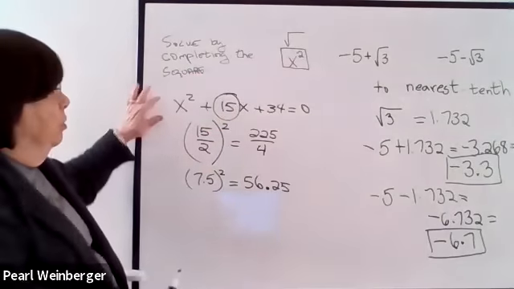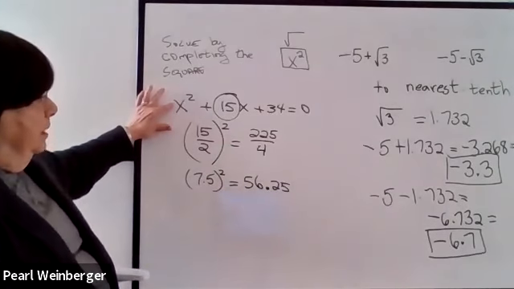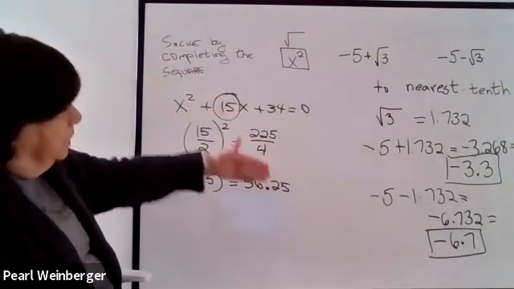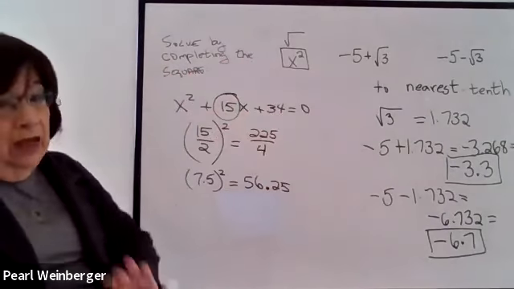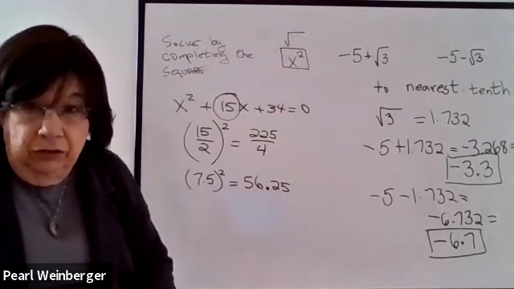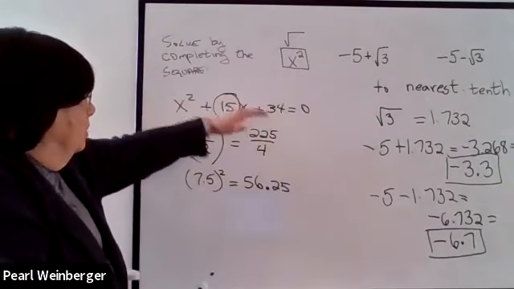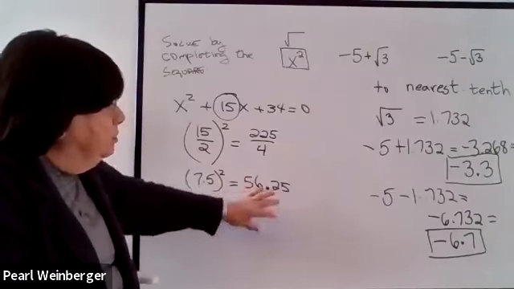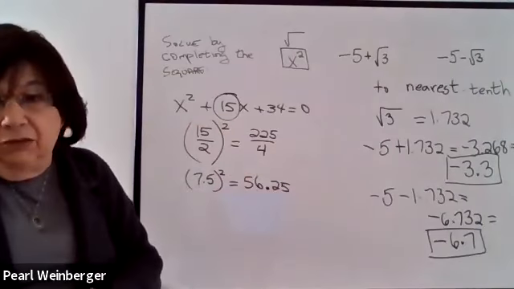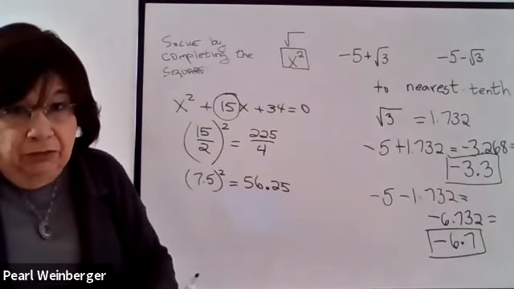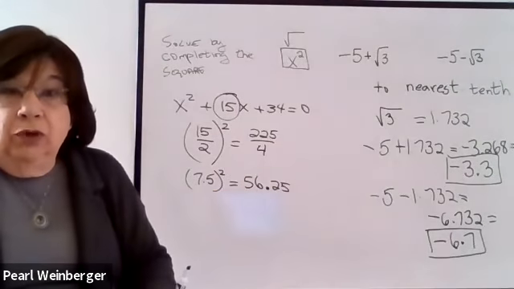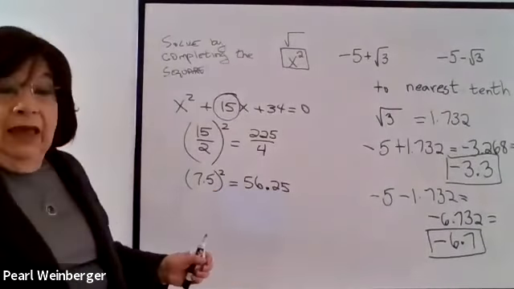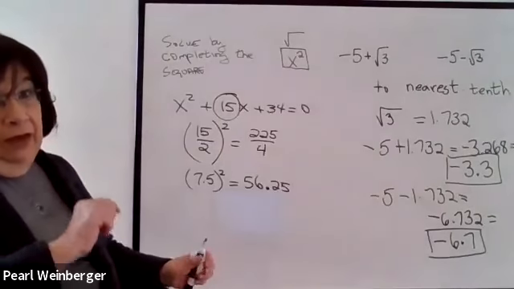But if I have a coefficient in front of my x squared, in other words, let's say this would have been 3x squared plus 20x plus something, I wouldn't like to use completing the square. In this case, I wouldn't like to use completing the square because it makes me go into decimals or fractions, and I really like to avoid those if I can.